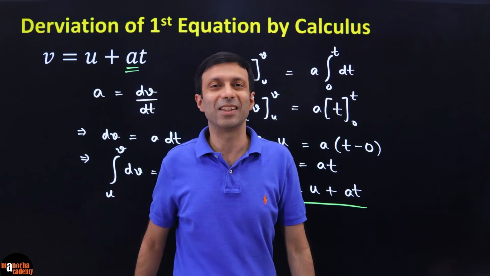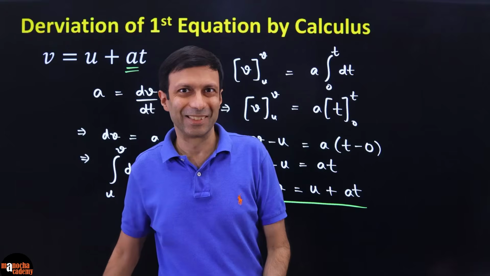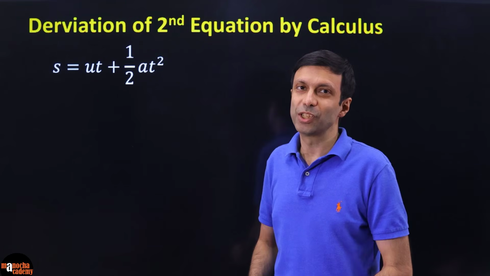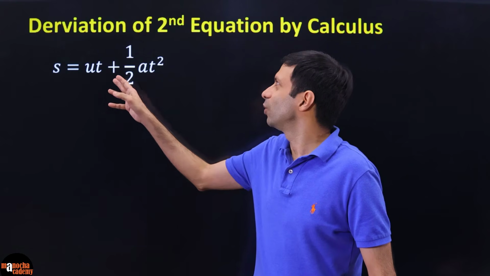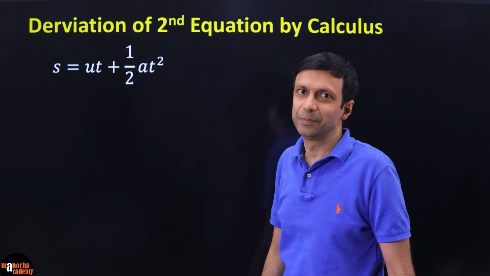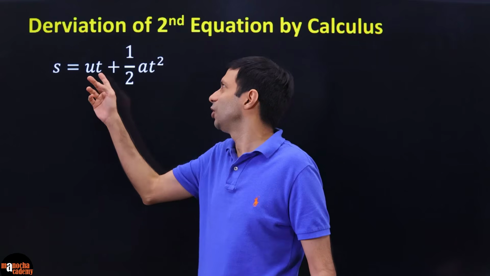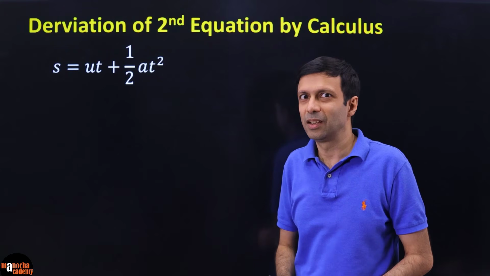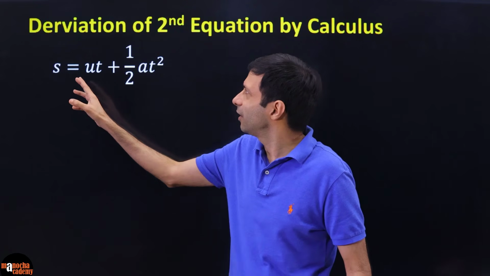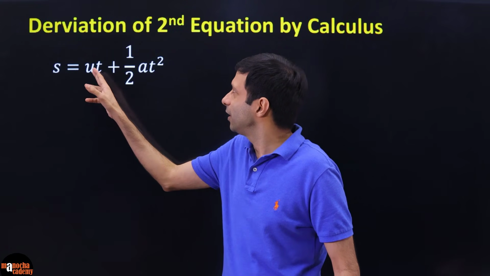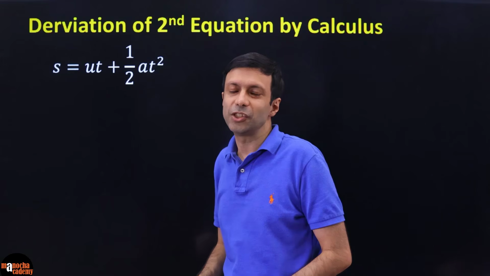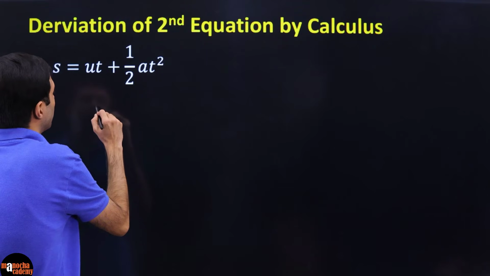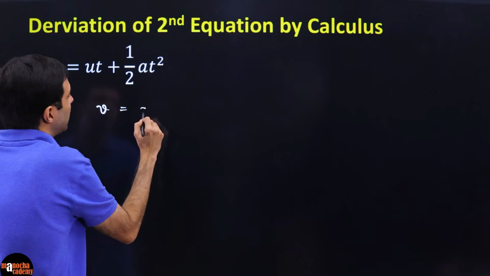Now let's take a look at the second equation of motion. Now let's look at the derivation of the second equation of motion, which is s equal to ut plus half at square. Remember, s is displacement, u is initial velocity, t is time, and a is acceleration. So we can see we are clearly interested here in displacement, velocity, time, acceleration. So let's start off with the velocity formula, v equal to ds by dt.